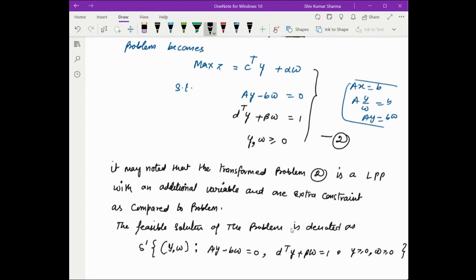So we just replace the fractional part with a linear part. That means we consider the denominator as 1 upon omega, and replace it into the constraints, the denominator part. You do this in the Charnes-Cooper method, then solve the problem using the simplex method.